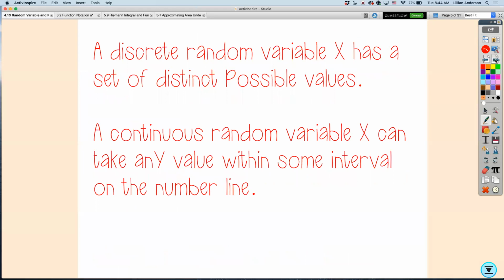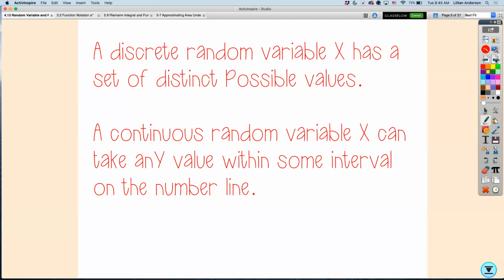A discrete random variable, X, has a set of distinct possible values, whereas a continuous random variable, X, can take any value within some interval on a number line. Hence, discrete is something that can be counted, a specific number, and continuous represents a range, an interval of values, okay?